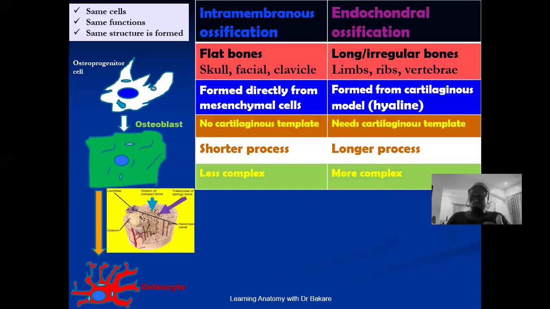So each of these cells, as they become transformed from one form to another, assume different functions, all in the quest of forming a bone tissue. So this is the basis, or the summary, involved in intramembranous ossification.